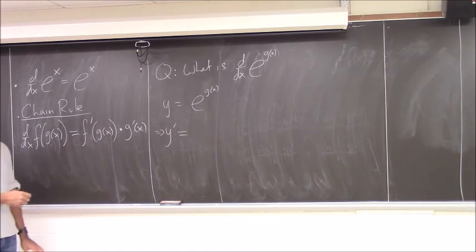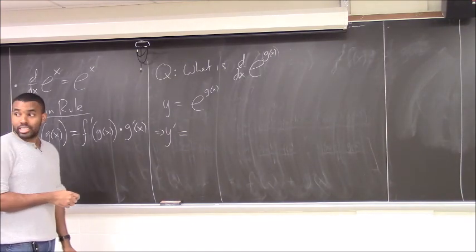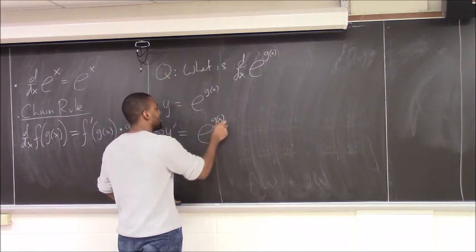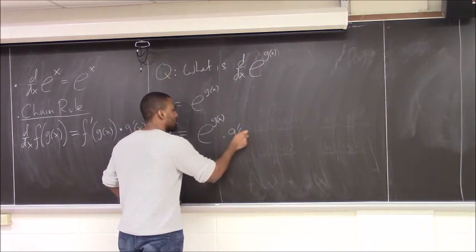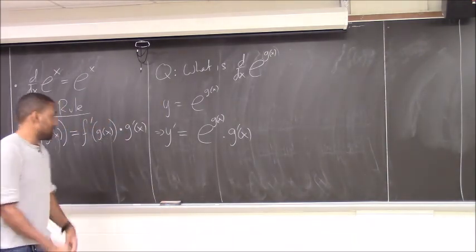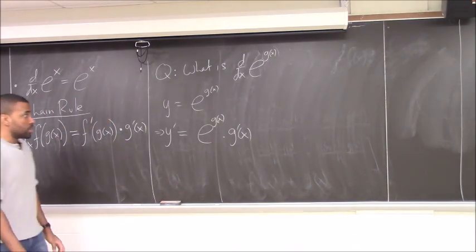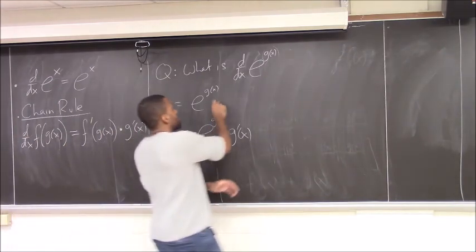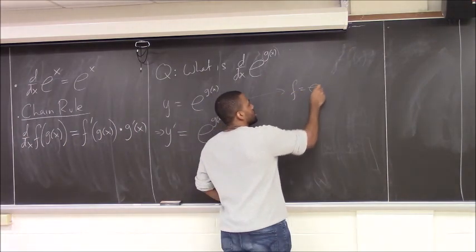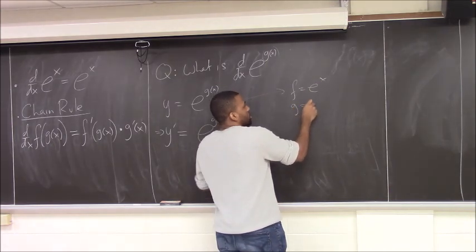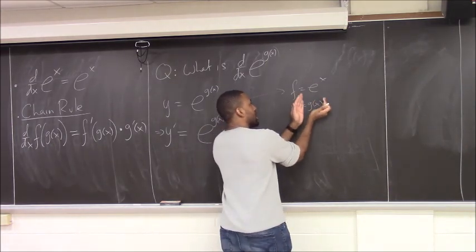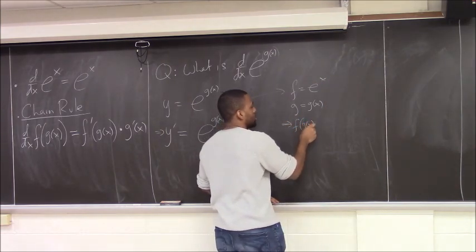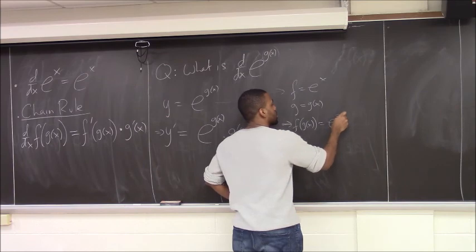E to the g of x times g prime of x. It's going to be e to the g of x times g prime of x. You might say why? Because of the chain rule. Here, I had a composite function f of g of x. It was kind of like my f was e to the x and my g was g of x. And I took this guy and I plugged it into that guy. So that then my f of g of x would be e to the g of x.